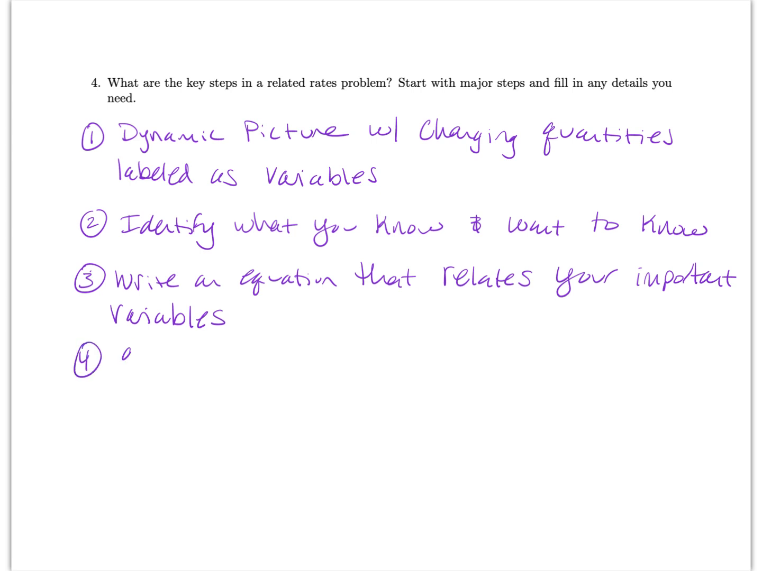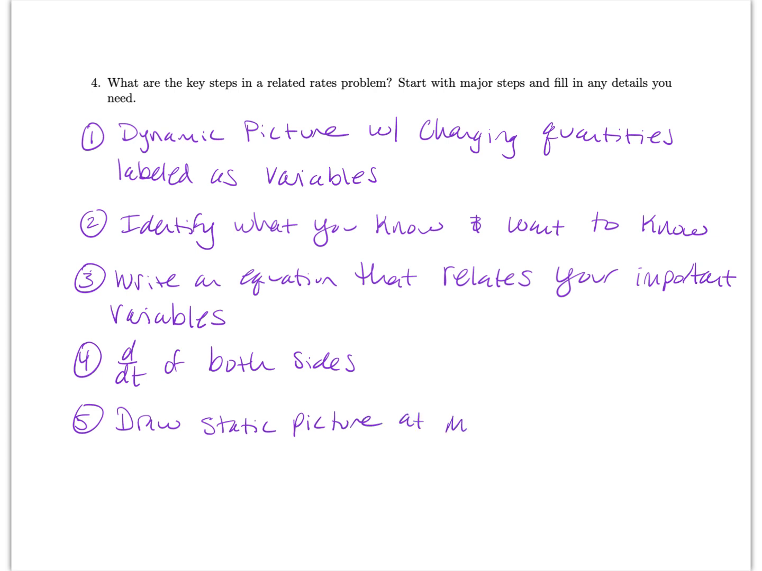Step 4 is take d/dt of both sides. Step 5, we're going to redraw our picture at the specific moment in time, at the moment of interest. And then finally, plug in what you know and solve for what you want.